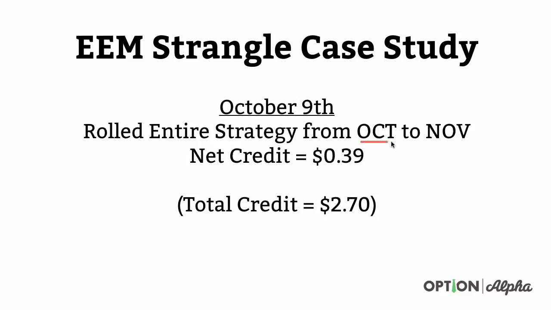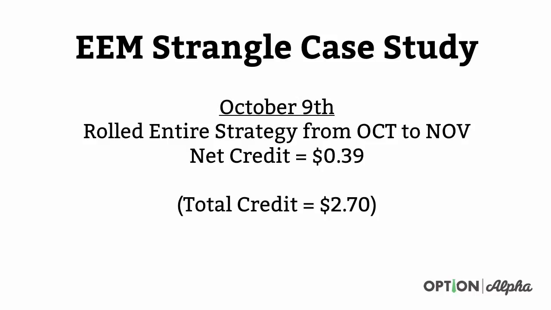So now you can see we've been in this trade for a long time, but we're still sticking with the system. We're still playing the probabilities. We're still continuing to take in a credit on the entire trade. So we take in this net credit of an additional $39 on this trade to roll it out from October out to November again. And now we have this total credit that we're working with of $2.70. So we've basically increased our trade credit from the original 70 cents out to $2.70. Notice we're getting paid to continue to hold this trade.